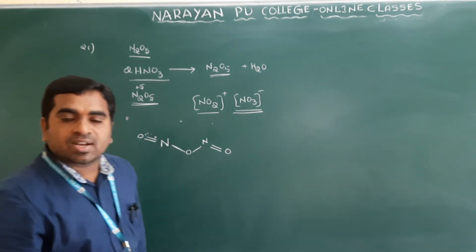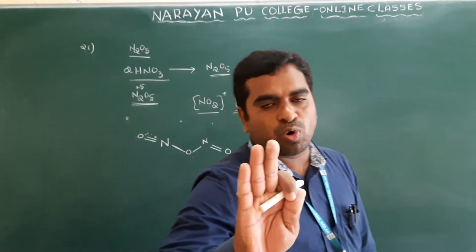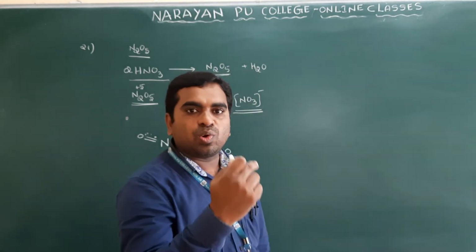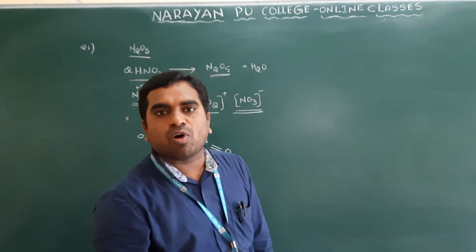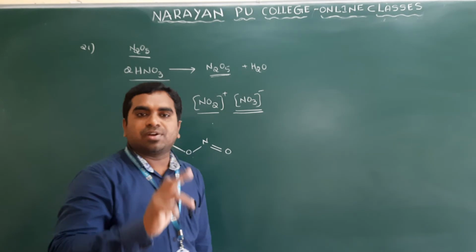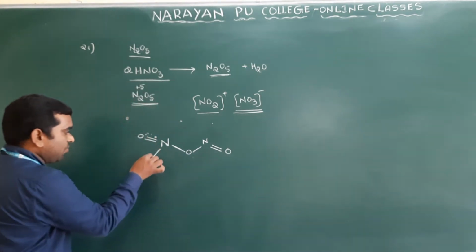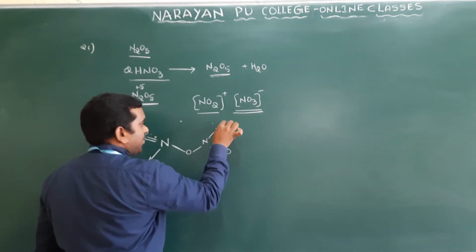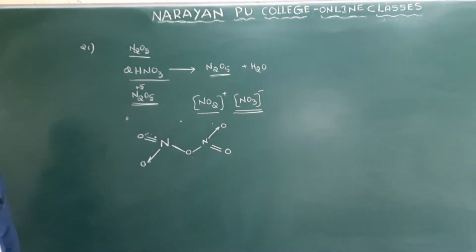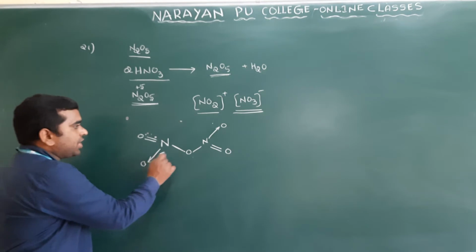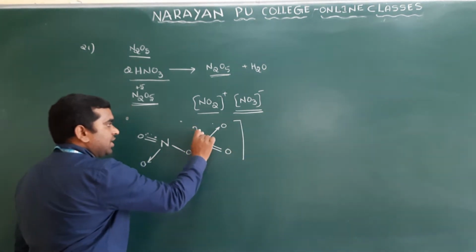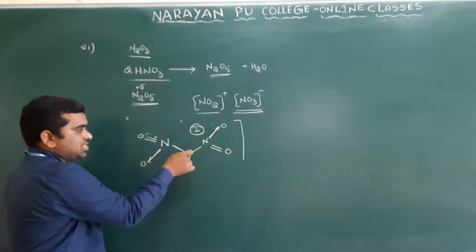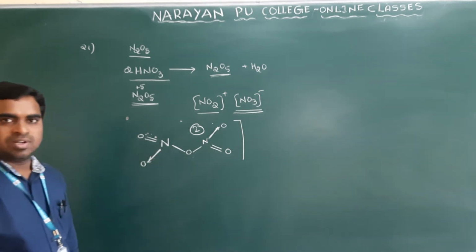Clear? Nitrogen can form a maximum of 4 bonds, when it donates its pair of electrons to another atom. When it donates a pair of electrons, which bond will it form? Coordinate bond. So it forms one coordinate bond with one oxygen and another coordinate bond with another oxygen. How many coordinate bonds are there in N2O5? There are 2 coordinate bonds, this and this. The others we will not call coordinate bonds. These are covalent bonds.